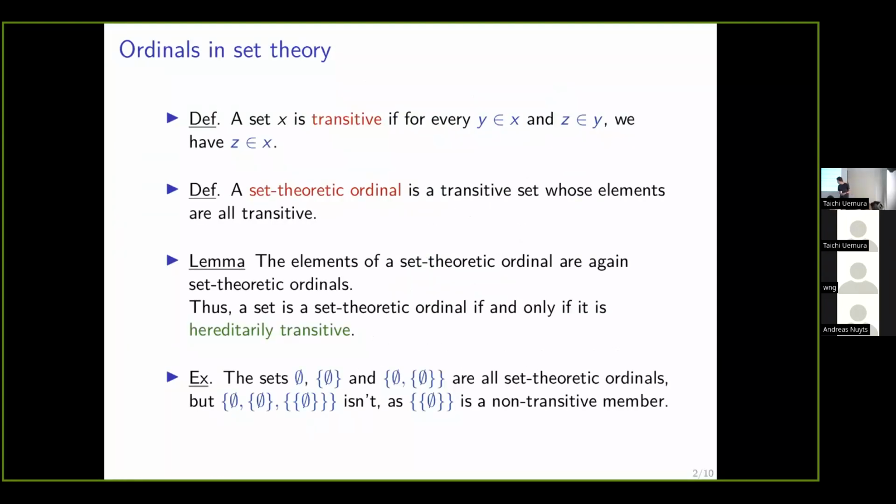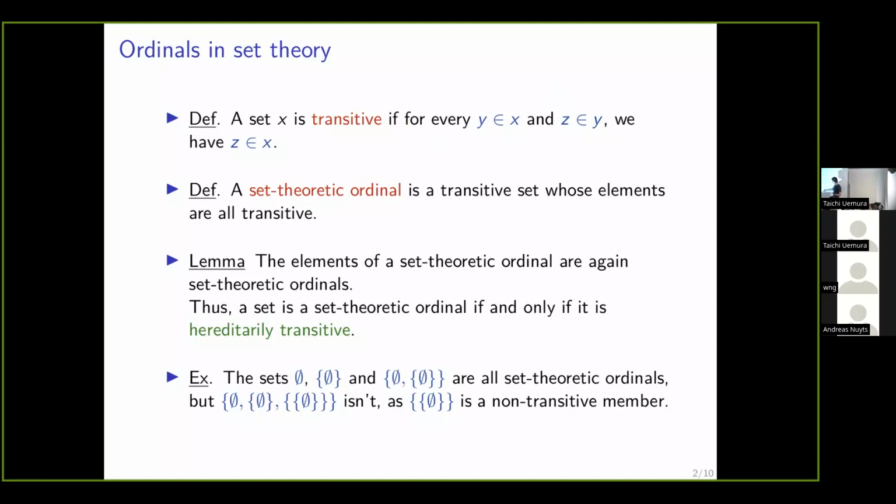So first, let's do a little recap on ordinals in set theory. One possible definition is as hereditarily transitive sets. A set X is transitive if for every element of that set, and then an element of that element, that third element was already in the original set. So you can go two levels deep, and then you can go back again. A set theoretic ordinal is a transitive set whose elements are all transitive. You can actually show that this goes all the way down. It's not just that the elements are themselves transitive, but elements of elements are again transitive. So it's hereditarily transitive.